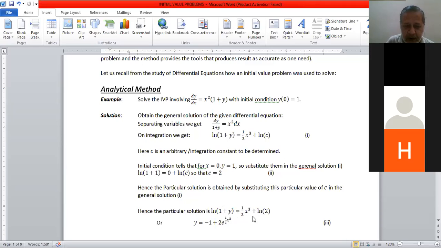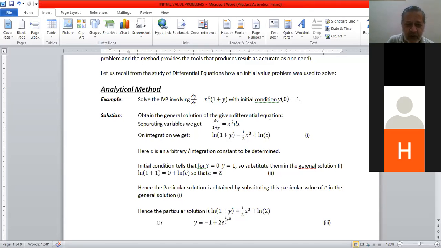I hope you understand that when log is removed, first take log 2 on this side, then it becomes log of (1 plus y) upon 2. So from log of (1 plus y) upon 2, when we remove the log, 1 plus y upon 2 is equal to e raised to power x cubed by 3. And then the 2 from the denominator comes here and multiplies, and the 1 comes here and becomes minus 1. And this is the particular solution obtained for the given initial value problem using our analytical method.